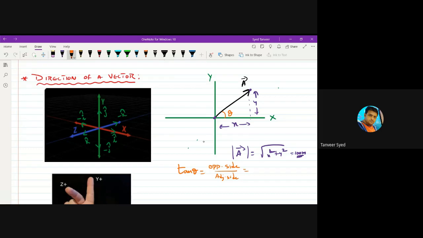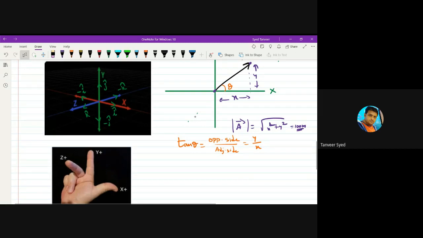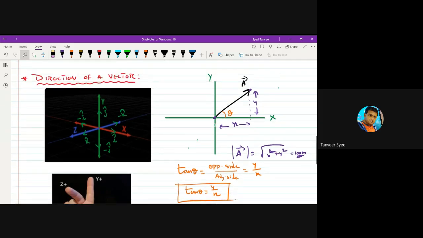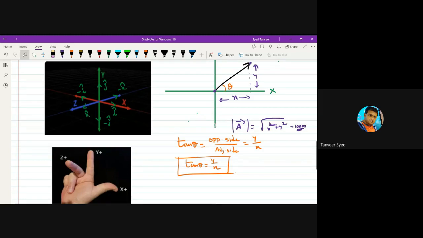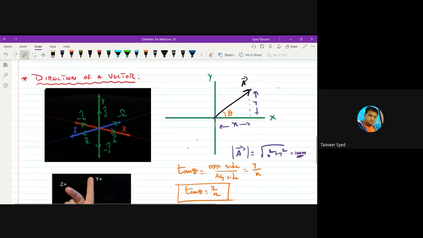Opposite side by adjacent side. Opposite side is y, adjacent side is x. So tan theta is equal to y by x. From this you can get the angle, or you can get the direction. Let us say you get theta as some 30 degree, 45 degree, 60 degree. Depending on that, you can start in that particular direction and you'll reach point A. So we can express the direction of a vector in terms of angle using tan theta.